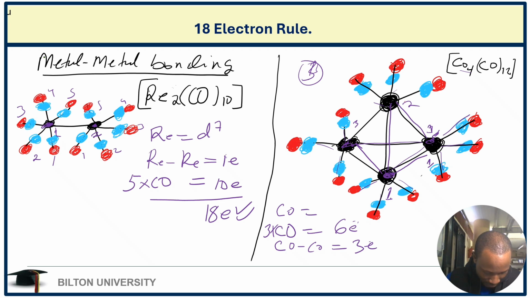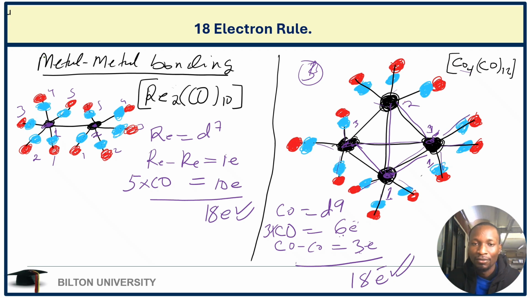So let's look. Cobalt is in d9, so it's going to contribute 9 electrons. Let's look at the total number of electrons: 9 contributed by the cobalt plus 6 contributed by the carbonyl ligands, that is 15. Then 15 plus 3, which is the metal bond, is 18. So we have 18 electrons, and this obeys the 18 electron rule.